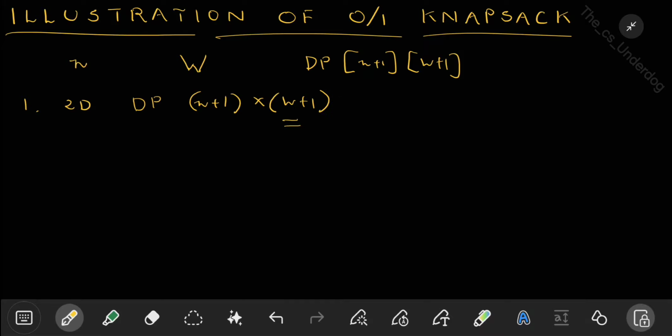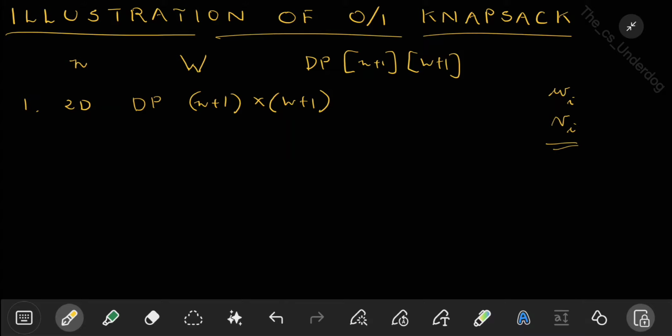What is W here? W is the total capacity of the knapsack and n is the total number of items that you can potentially include in the knapsack. It is your choice whether you want to include or not include. And what about those n items? Each of the n items will have a weight Wi and a value Vi. This is what we learned.